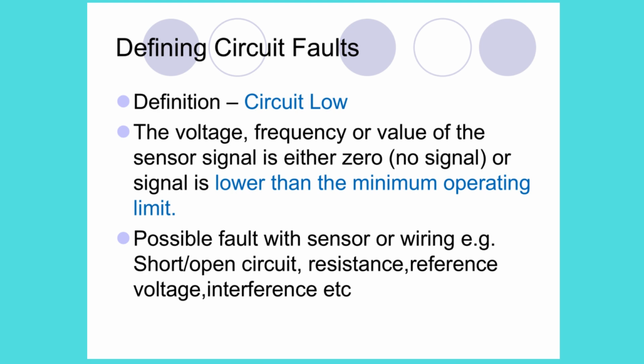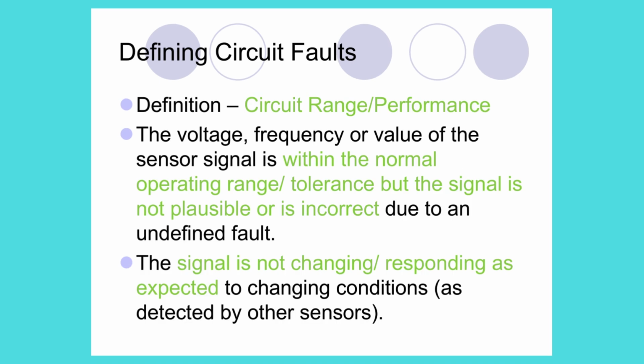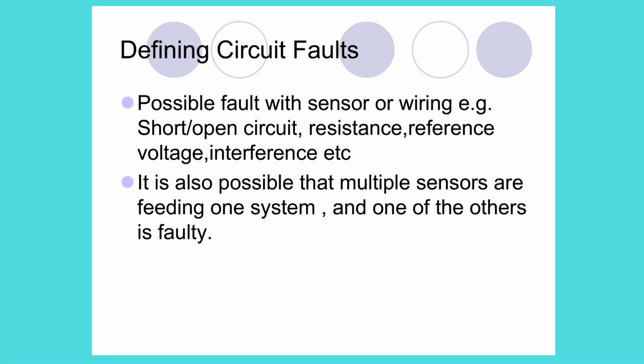Definition: circuit low. The voltage, frequency, or value of the sensor signal is either 0, no signal, or the signal is lower than the minimum operating limit. Once again, possible fault with the sensor or the wiring, short or open circuit. Possible fault with the sensor or wiring. It is also possible that multiple sensors are feeding one system and one of the others is faulty.